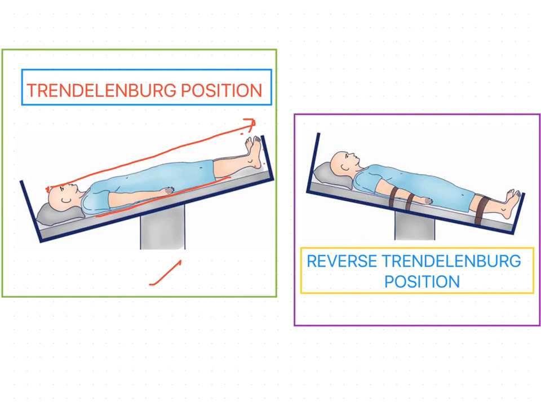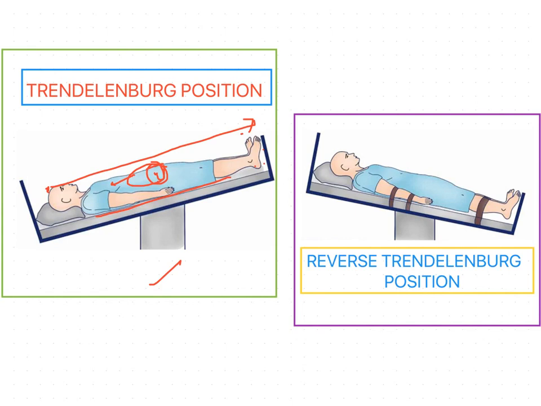This is the common position preferred for laparoscopic surgeries of the lower abdomen and pelvis. So what will happen in this position? Here this is the abdomen, so the lower abdomen is pushed downwards and the lower abdomen is very well exposed. For that reason, this Trendelenburg position is preferred for laparoscopic surgeries of the lower abdomen and pelvis.